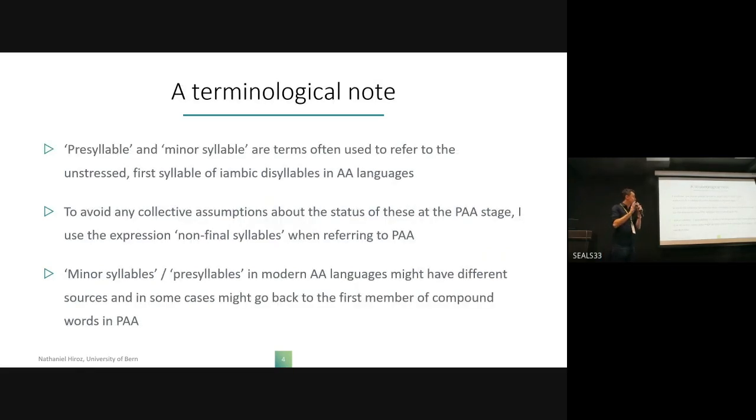Now, a very quick terminological note. Usually the terms presyllable or minor syllable are used to refer to the unstressed first syllable of iambic disyllables in Austroasiatic languages. But because I wanted to avoid making collective assumptions about the status of these syllables at a Proto Austroasiatic stage, I use the expression non-final syllables, which is maybe a bit awkward sometimes. But I think there are some cases where what are now the presyllables in the attested Austroasiatic languages go back to former compounds. So that's why I wanted to avoid using those terms when referring to Proto Austroasiatic.